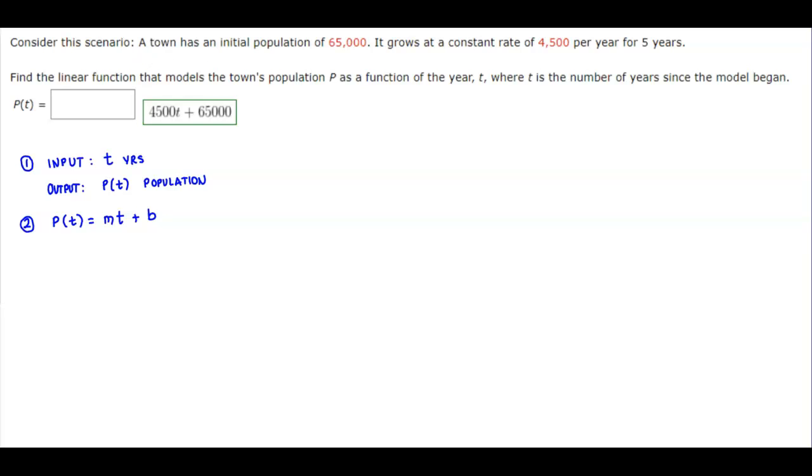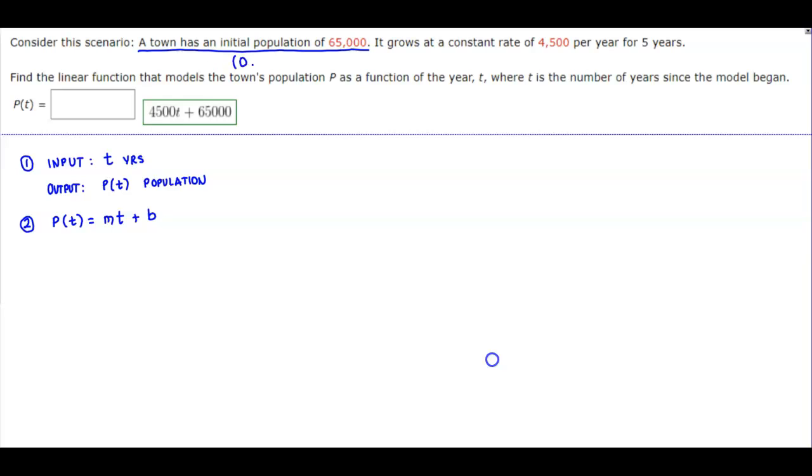Now let's take a look at the first sentence up here. It tells us that the town has an initial population of 65,000. So the initial population means that initial being 0 and the output is 65,000. So that means that this represents the y-intercept, or b.